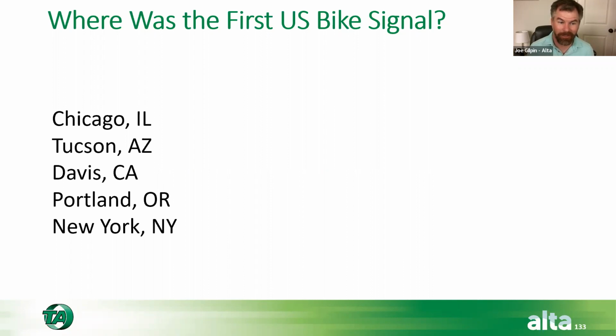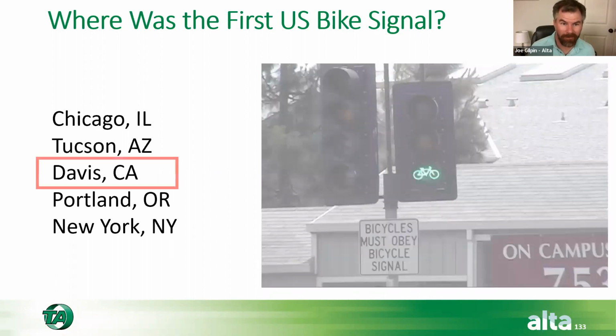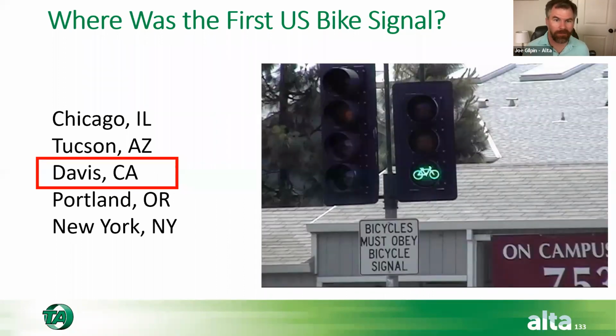Tucson has some old ones, but I think Davis, in fact, is the oldest one. This is a picture of the first bike signal in the US. I think it was done either late 90s or early 2000s, and it kind of set the standard for a lot of the way that we've worked at them going forward.